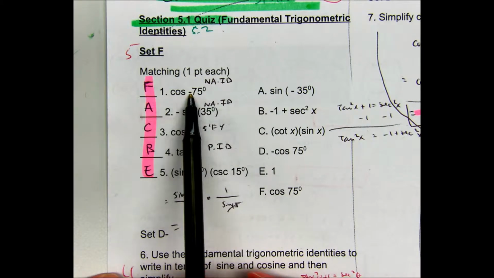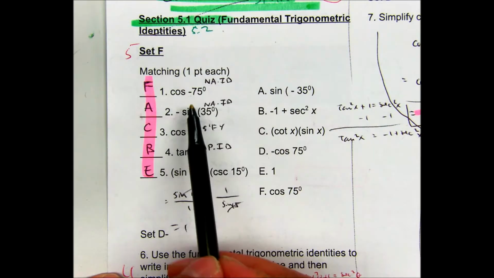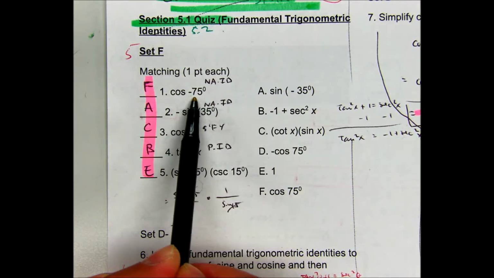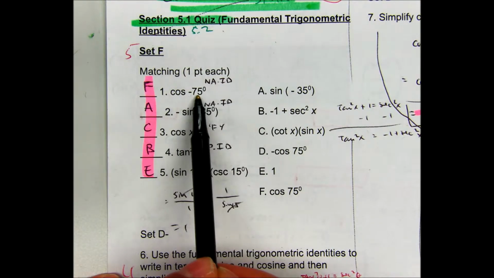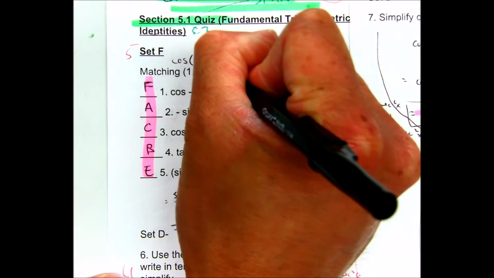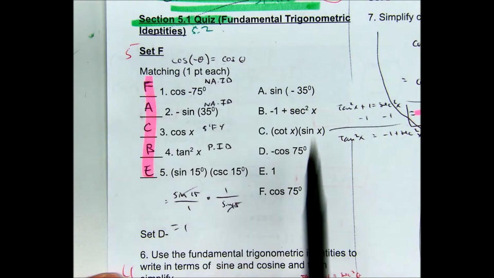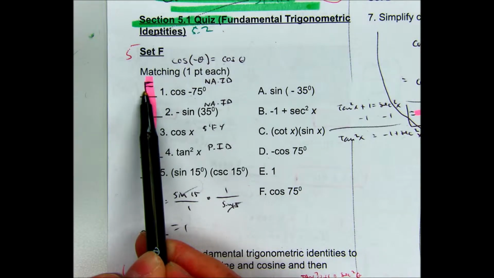You should recognize you have a negative here, so that's called the negative angle identity for cosine. Basically means that the formula is cosine of negative theta equals just cosine of theta. So there you're just looking for a cosine of 75, which is choice F.